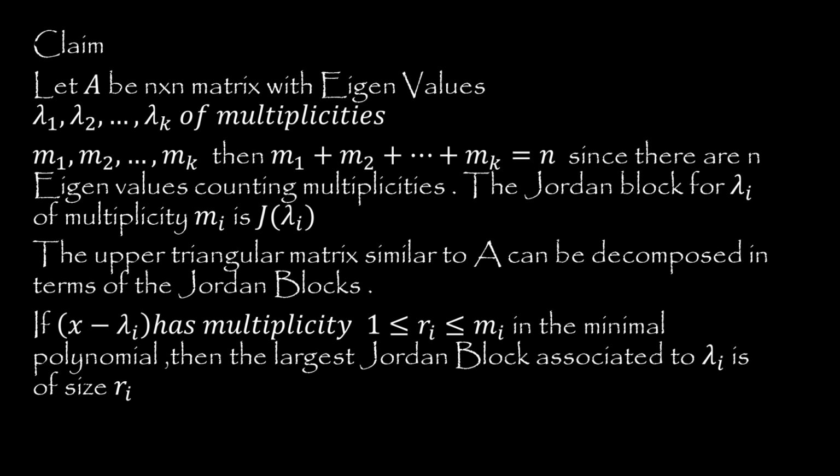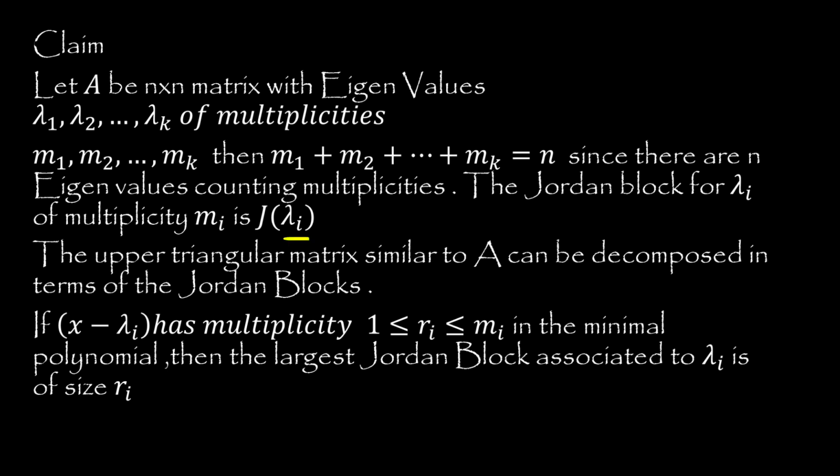So let's look at this claim. If you have A, which is a square matrix with eigenvalues lambda 1, lambda 2, up to lambda k, of multiplicities m1, m2, up to mk, then if you sum the multiplicities, you'll find that they give you the size of the square matrix, n, since there are n eigenvalues, counting multiplicities.